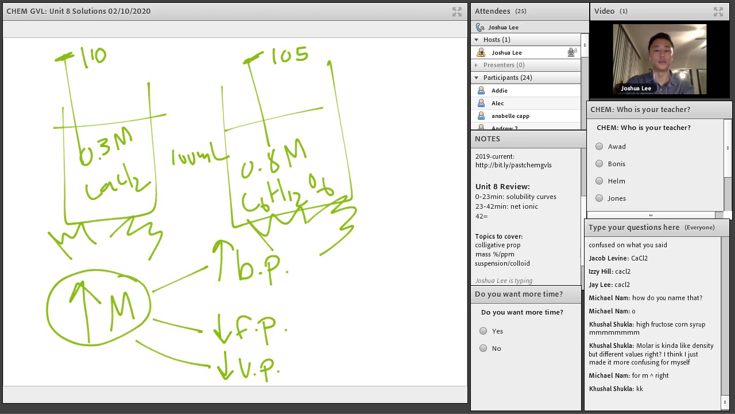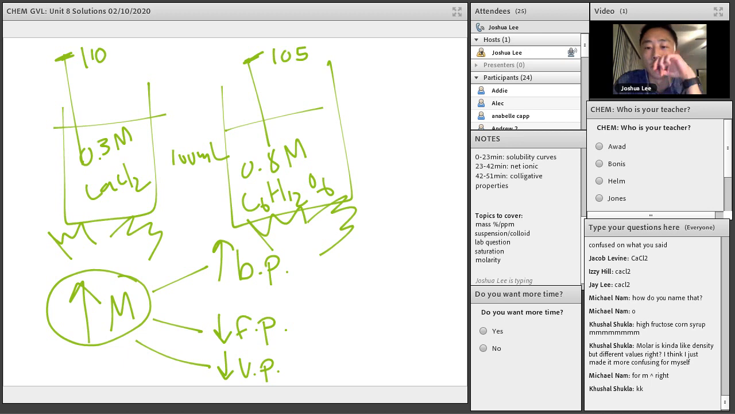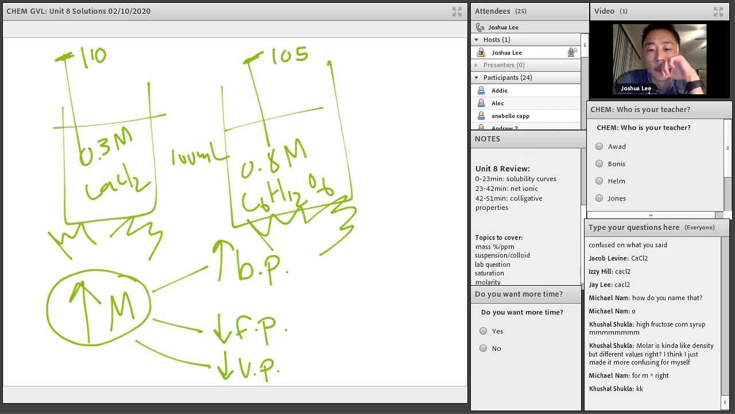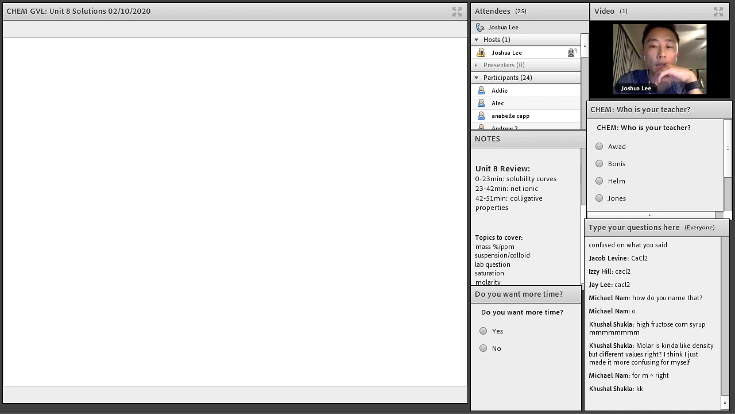All right, 42 to 51 minutes. We talked about colligative property. Mass percents. Actually, let's talk about suspensions and colloids. Then we'll talk about saturation real quick. So those are like two conceptual questions because mass percent, ppm, and molarity, they all kind of go together. And then that will lead very nicely into the lab question.